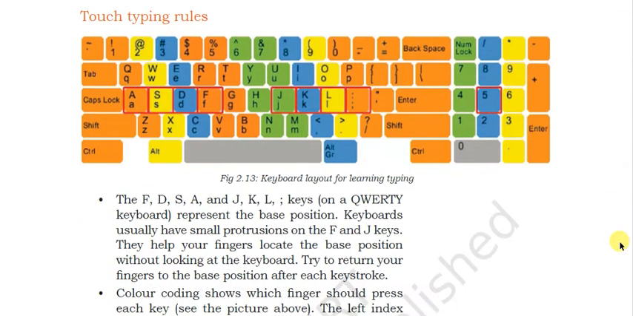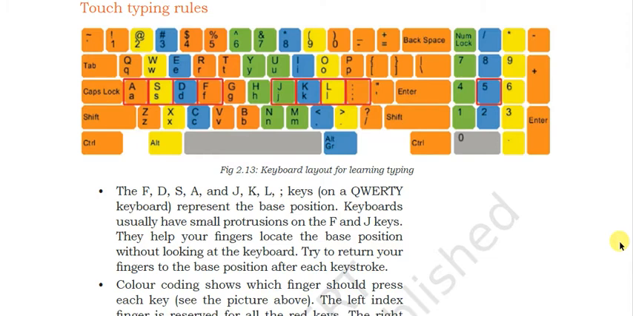So the rules of touch typing. The home keys: the keys F, D, S, A, J, K, L, semicolon represent the base position. Keyboards usually have small protrusions on the F and J keys. They help your fingers locate the base position without looking at the keyboard. Try to return your fingers to the base position after each key stroke. The color coding that is being shown shows which finger should press each key.